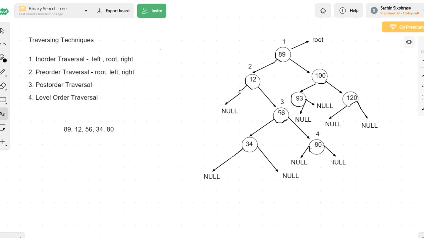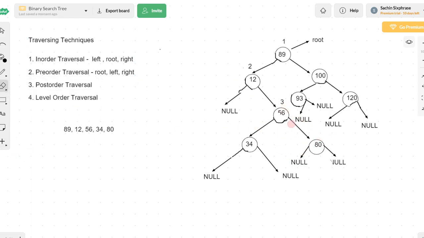So after 80, I have to move to the left side, where it is null. So root is completed, and left checking is also completed. Now the next choice is right. Right is also null. So root, left, right, all the things are completed for 80. So go back to the previous node. The previous node is 3, so I will go to the previous node.